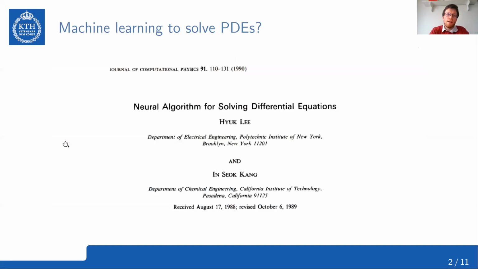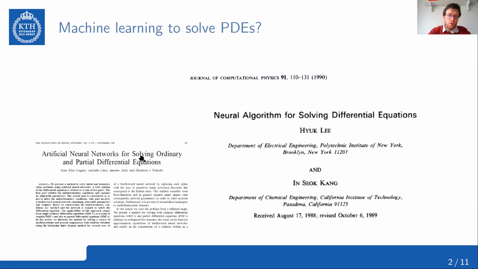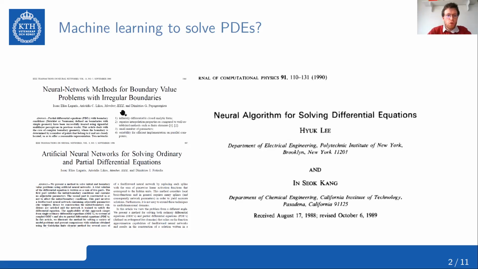So first, who was the first one who decided to study this? It was in 1990, so not that long ago, like 30 years ago. This paper, by Euclid and Seo Kang, maybe my pronunciation is not very good, proposed some neural algorithm for solving differential equations. Then 8 years after, quite a long time after, Lagaris proposed to use artificial neural networks to solve differential equations, and then like 2 years later proposed a similar methodology but with a very irregular boundary condition.